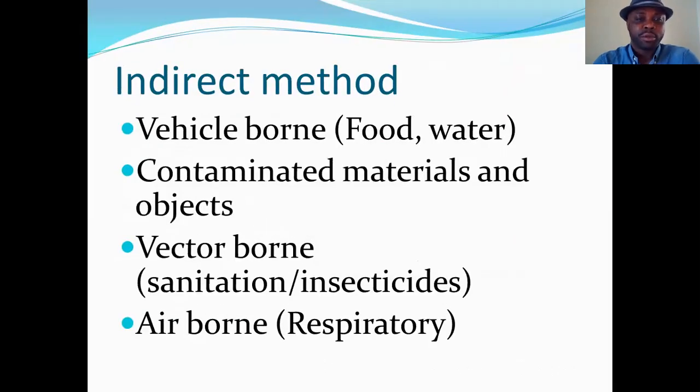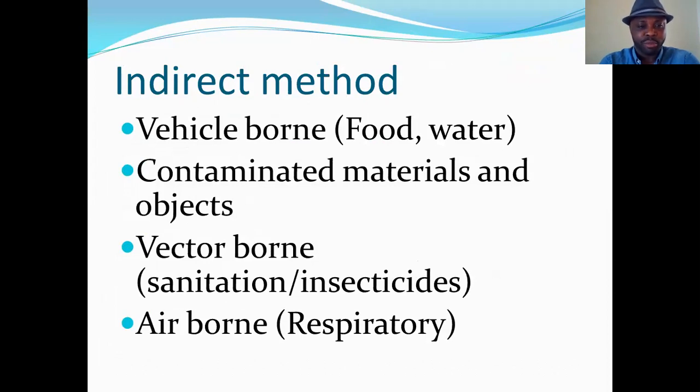Then indirect method, you have vehicles that actually convey these infections, the infectious agents, to the host, like through the food we eat. Food can be a vehicle, water. Then contaminated materials and objects, what we call the fomites, can also be vehicles to get infected.